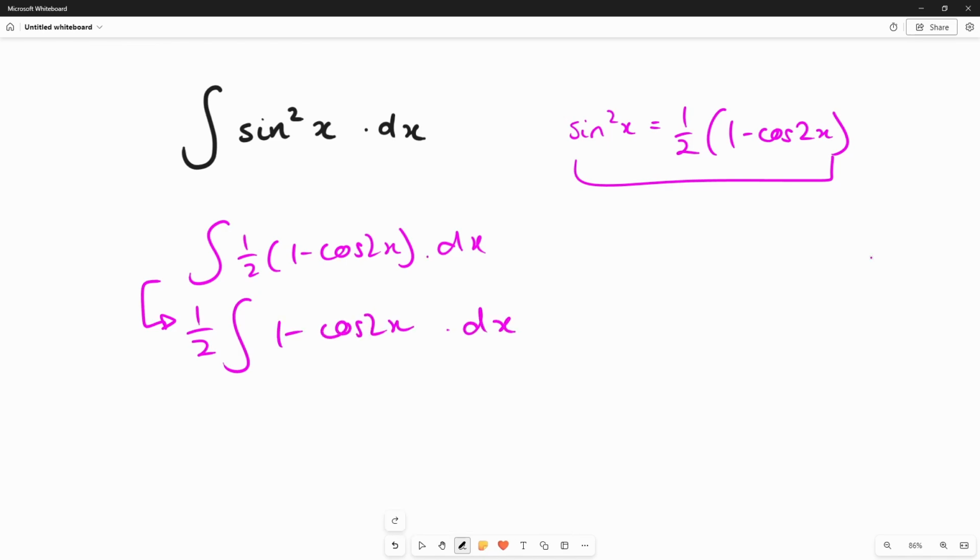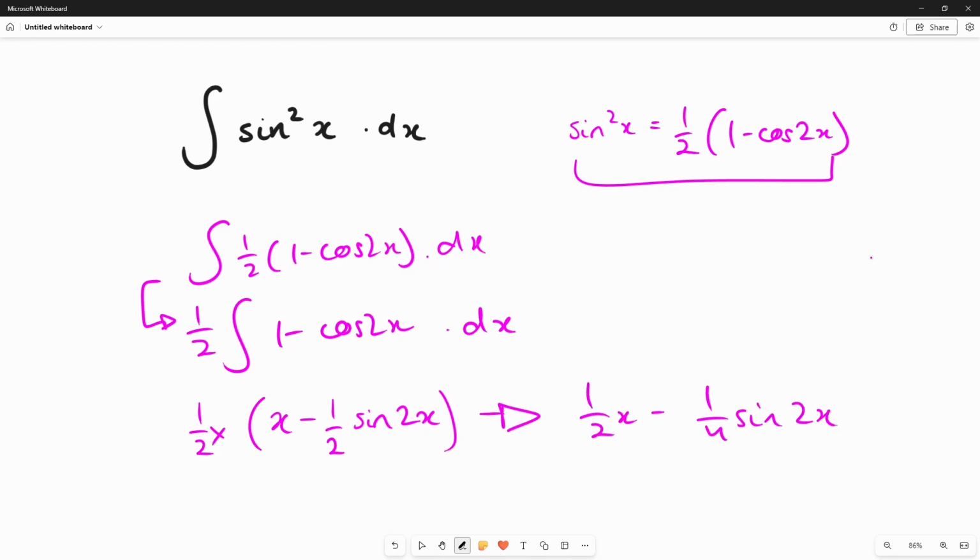So let's integrate this. The integral of 1 is x. The integral of minus cos 2x will be minus a half lots of, we get minus a half because we differentiate the 2x and we divide through by it, multiplied by sine 2x, because the integral of cos 2x is sine 2x. That is what we get, and we multiply that by a half, and that is going to be half x minus a quarter sine 2x. And of course this is indefinite integration, so that is plus c on the end.